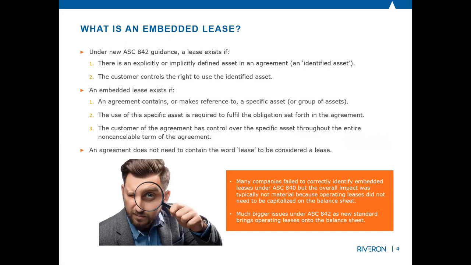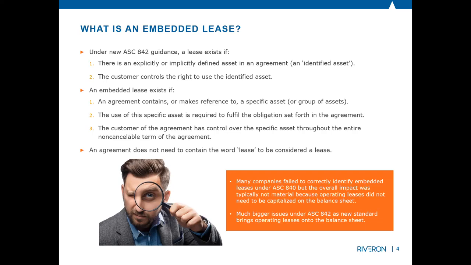All right, first, we wanted to quickly review the definition of a lease under 842, which dovetails into the nuances and considerations within the identification of embedded leases. So on this slide, you'll see under the new guidance, a lease exists if, one, there is an explicitly or implicitly defined asset in an agreement, what the guidance defines as an identified asset, and secondly, the customer controls the right to use the identified asset.